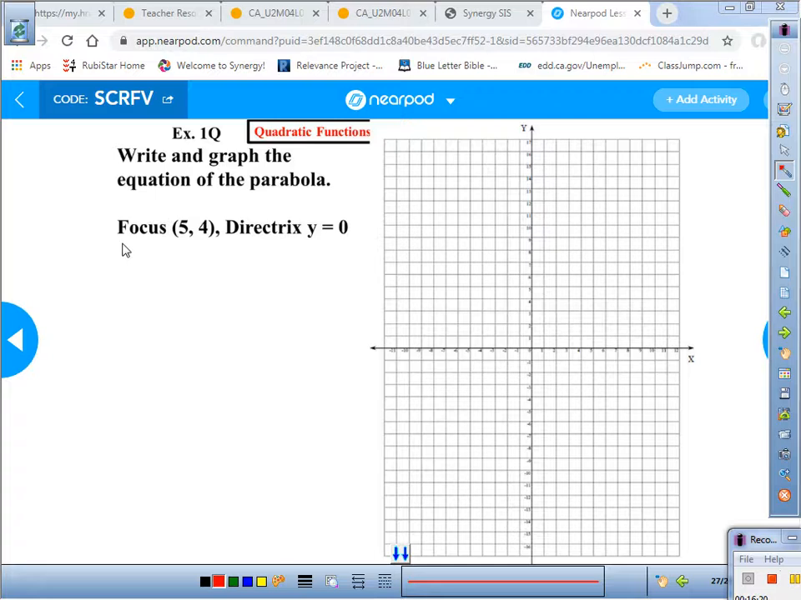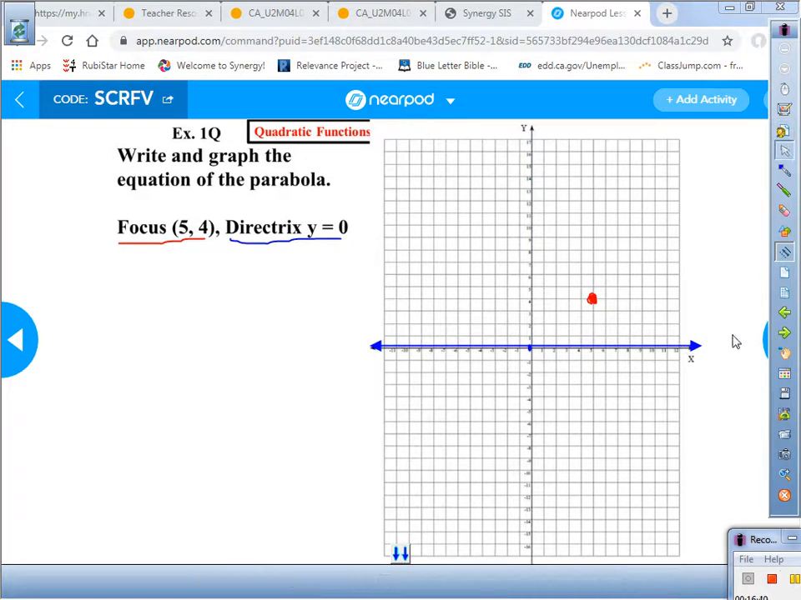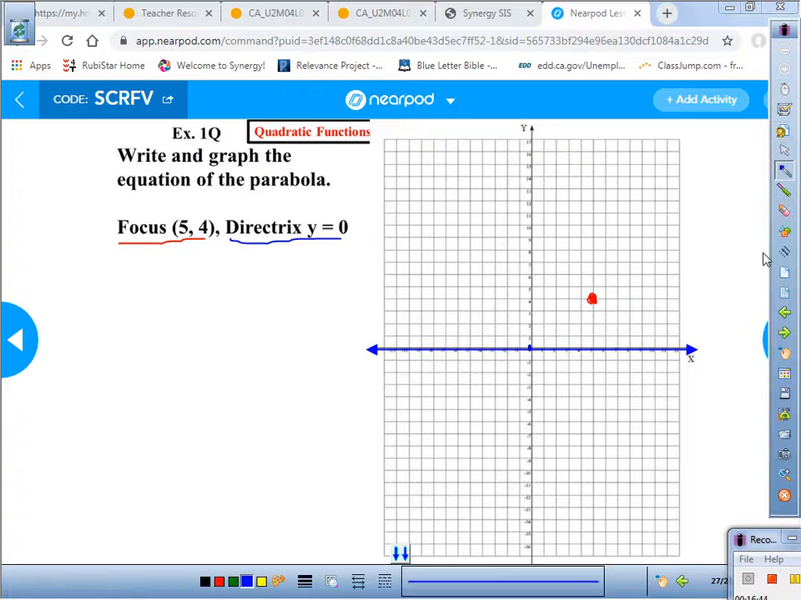So, in red, let's plot our focus. Focus is (5, 4). There it is. All right. The directrix is going through y equals 0. Y equals 0 is here. That means there's a straight line going through y equals 0. There it is. All right. So, which way is that parabola going to open? It's up, so it's vertical.